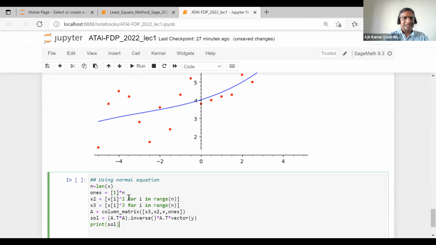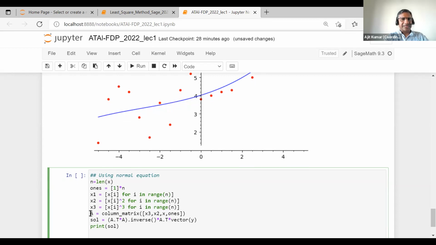That is this. Next, let me create my x1. x1 is already there, so I don't have to, but in order to complete, I'll say x i for i in range n. So this is all the x i's. The next one is the square: x2 is the square and x3 is x cube. Now these are my columns, and let us create a matrix A.